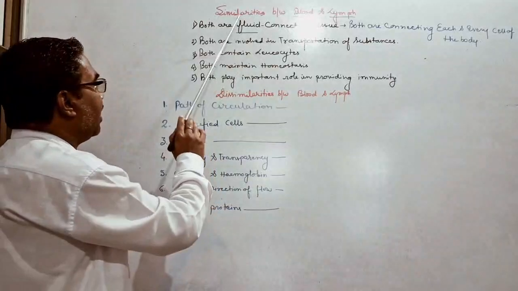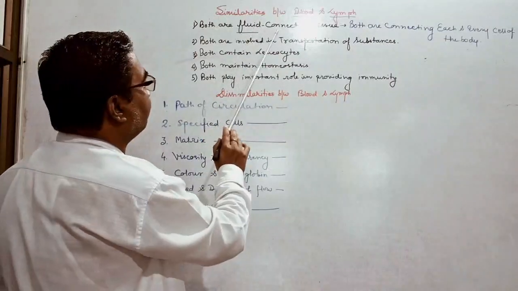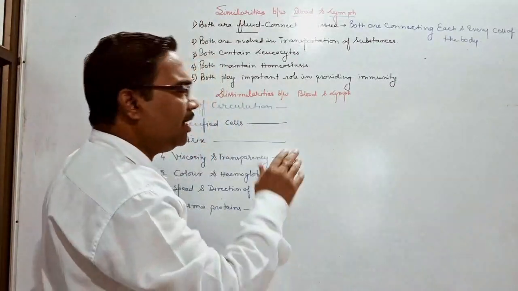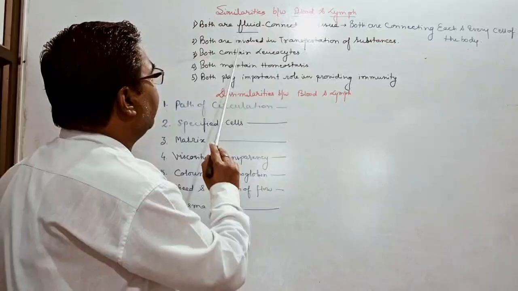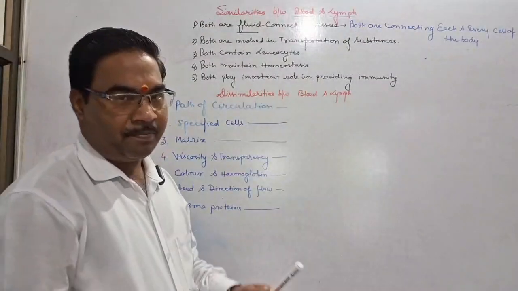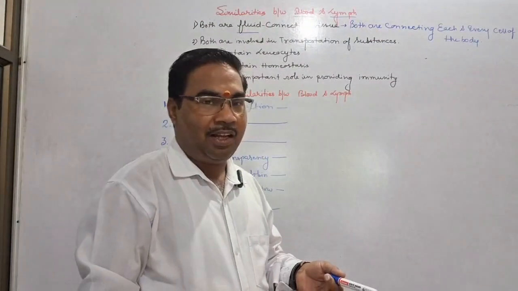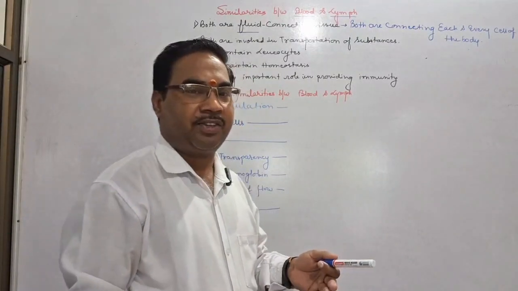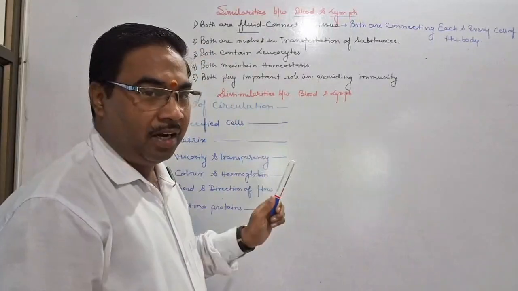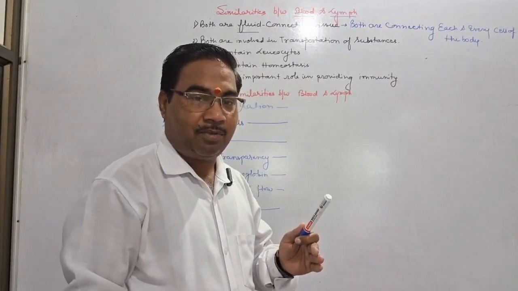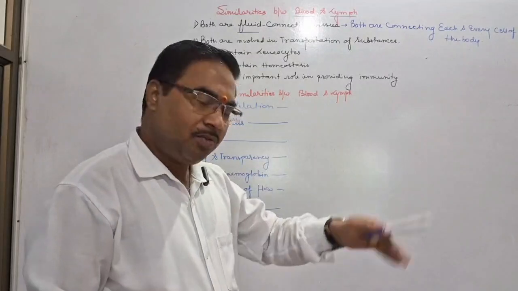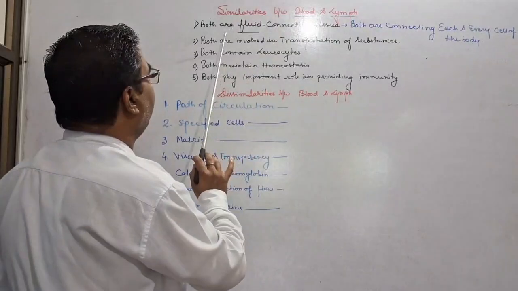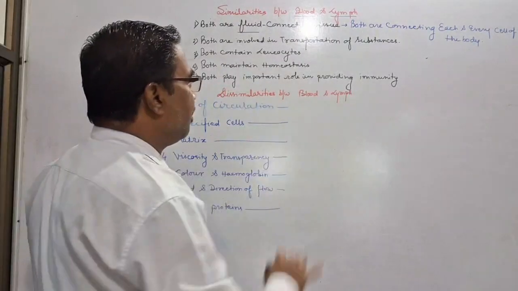So the first similarity between blood and lymph is that both are fluid connective tissues, connecting each and every cell of the body. Both are involved in the transportation of substances. Oxygen, carbon dioxide, hormones, enzymes, digested food material and excretory waste are all transported by blood, and larger molecules with waste materials are transported by lymph. So the second similarity is that both are involved in the transportation of substances.